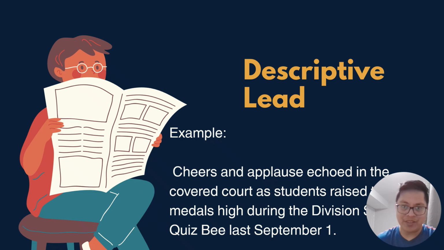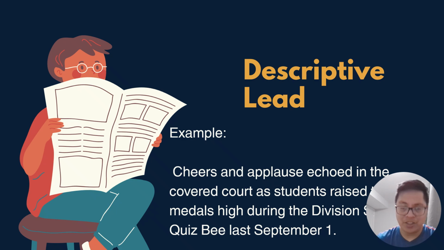Okay, I'm going to repeat the example. Cheers and applause echoed in the covered court as students raised their medals high during the Division Science Quiz Bee last September 1. So here are your practical tips for this specific type of lead, the descriptive lead. Number one, use strong action words like cheered, clapped, shouted. Number two, pick one clear image to describe. And lastly, avoid too many adjectives.